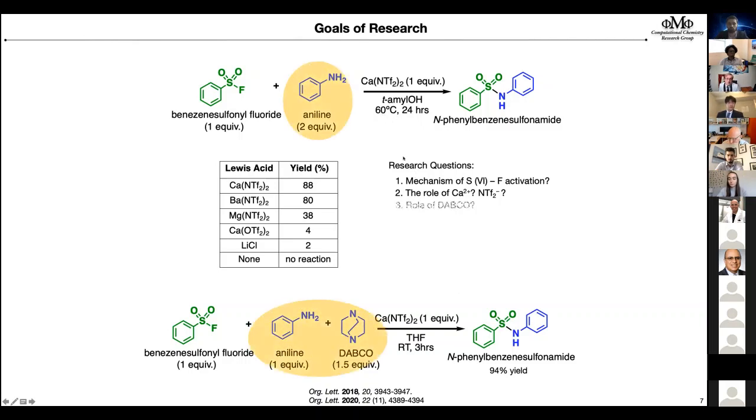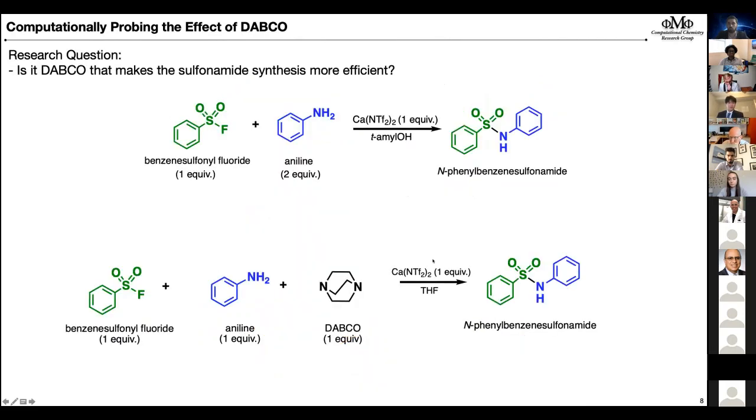So from this data came our third research question: what is the role of DABCO? Well, I'm in a computational chemistry lab, so how do we go about probing the effect of DABCO computationally?